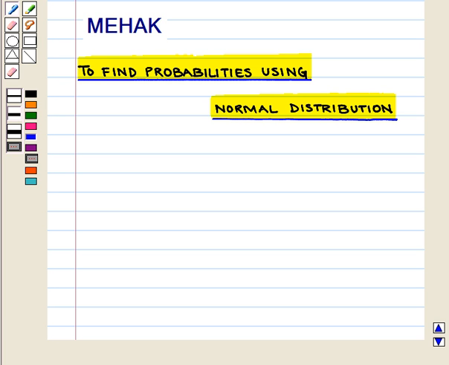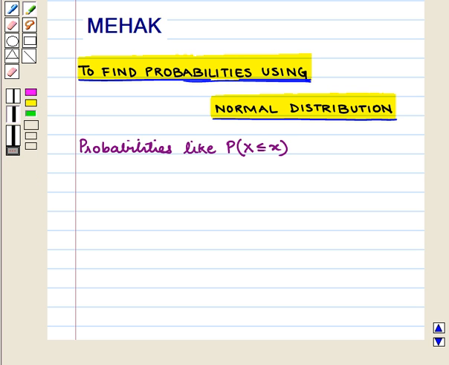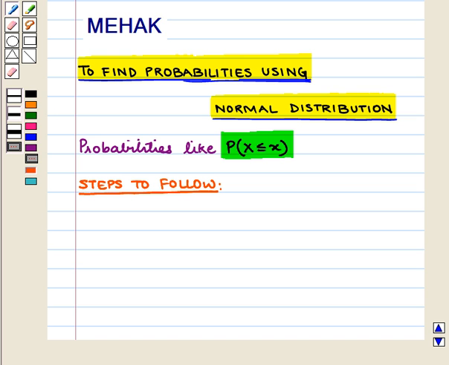In this session, we will discuss how to find probabilities using normal distribution. To find probability using normal distribution means to find the probability the random variable x will fall in a given interval. We can find probabilities like probability of random variable x less than equal to x. To find probabilities using normal distribution, we will follow the following steps.